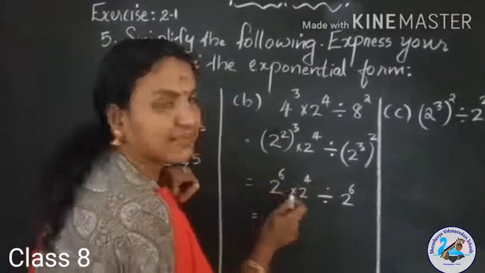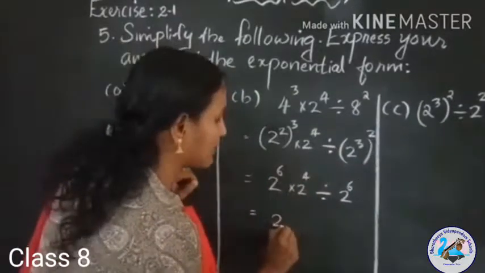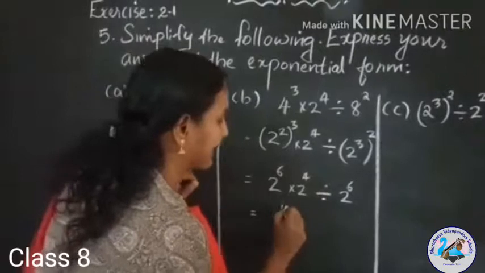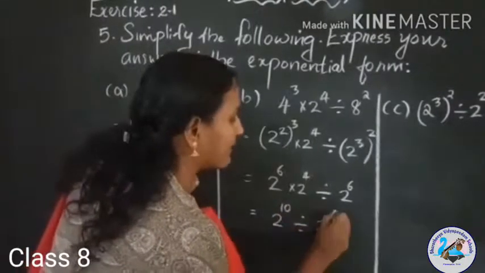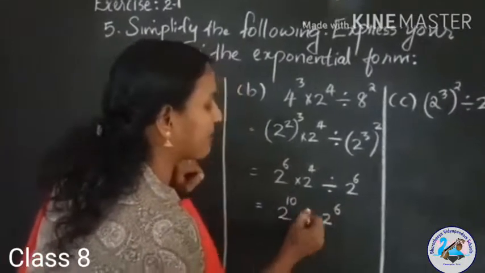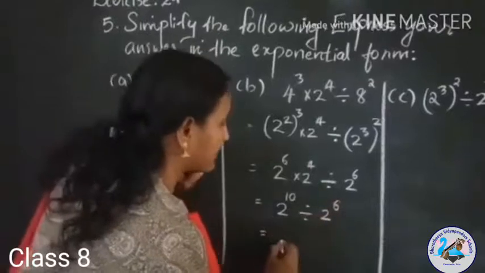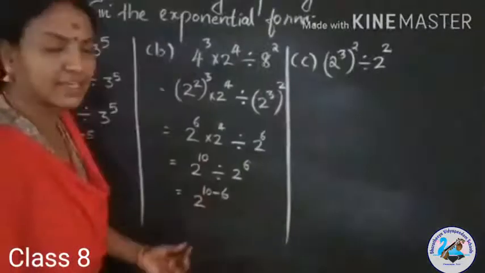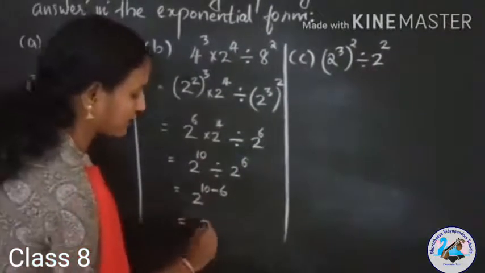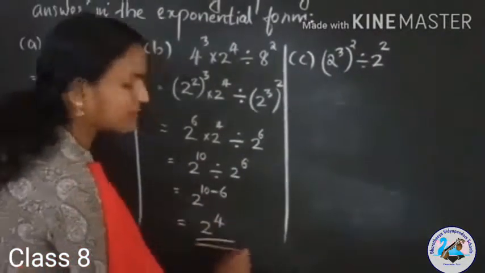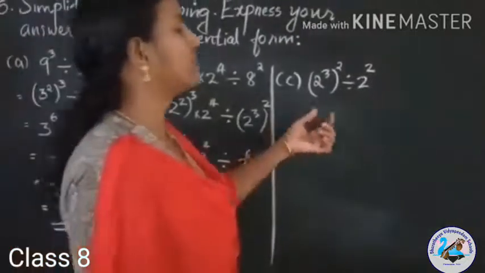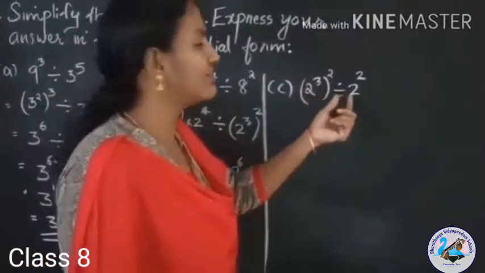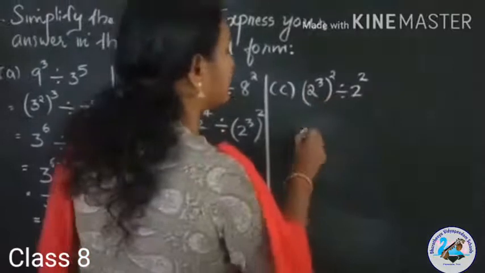Here the bases are same, so you add the powers. 2 raised to 4 plus 6, that is 10, divided by 2 power 6. Again a power m divided by a power n formula, a power m minus n. 10 minus 6 equals 2 power 4.